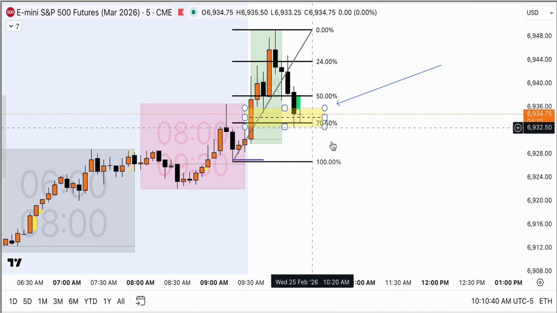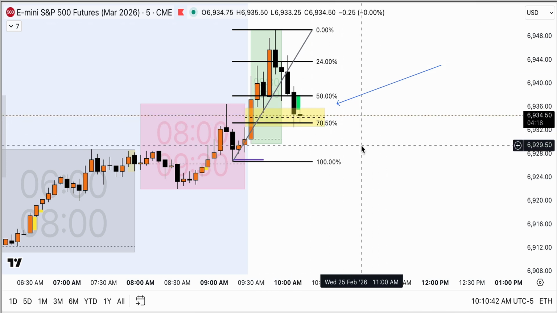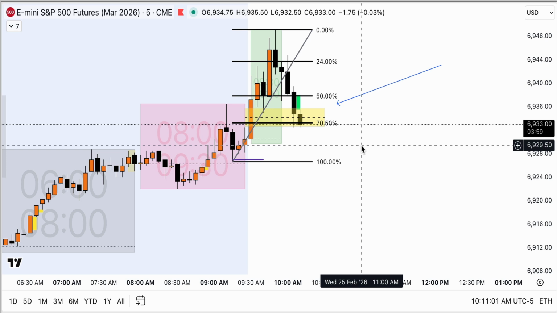Right, it's 10:10. So the 5 minutes hasn't shown any real rejection yet. We have a small rejection on the 1 minute, but I'm waiting to see if we get a break of structure on the 1 minute. If we don't, and we close below that fair value gap, then it will be no trade long today.